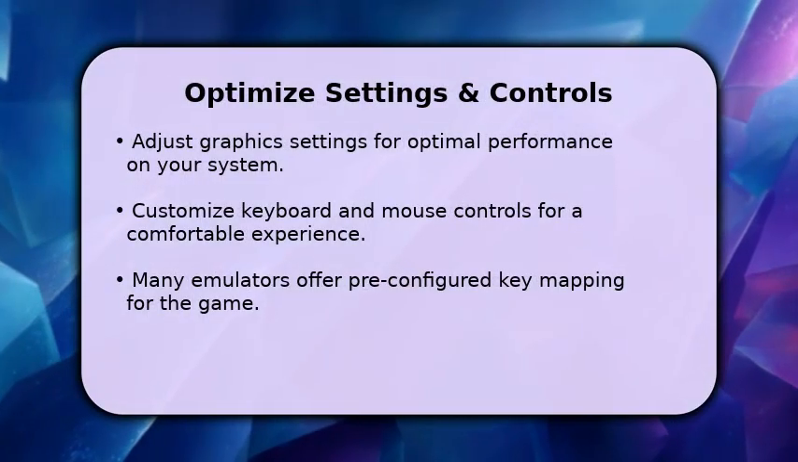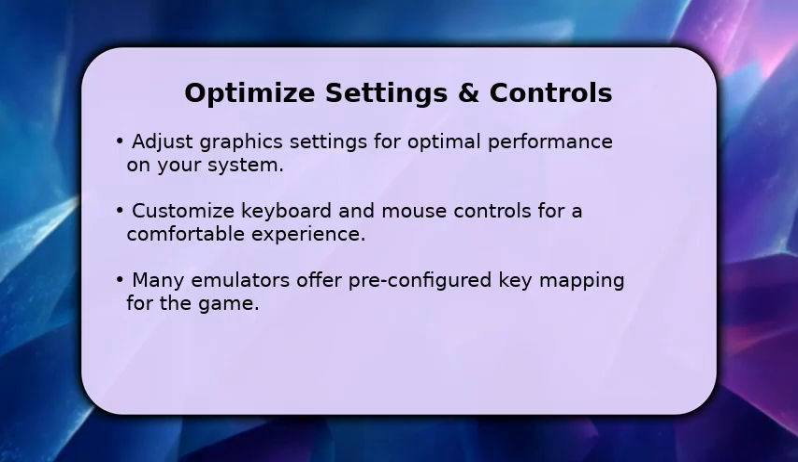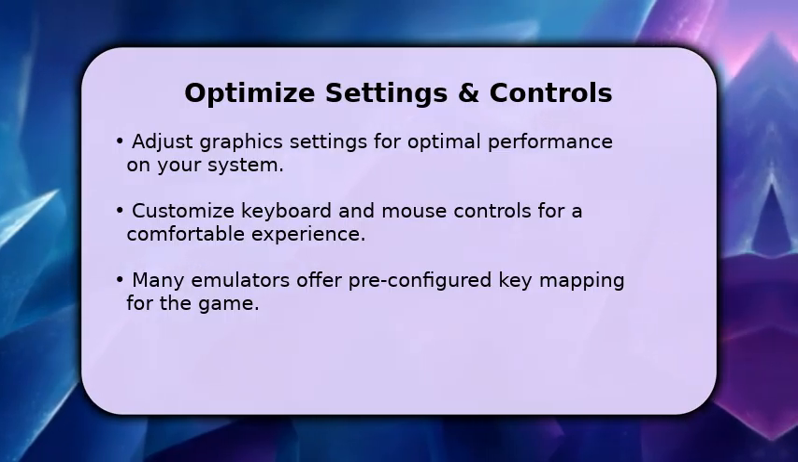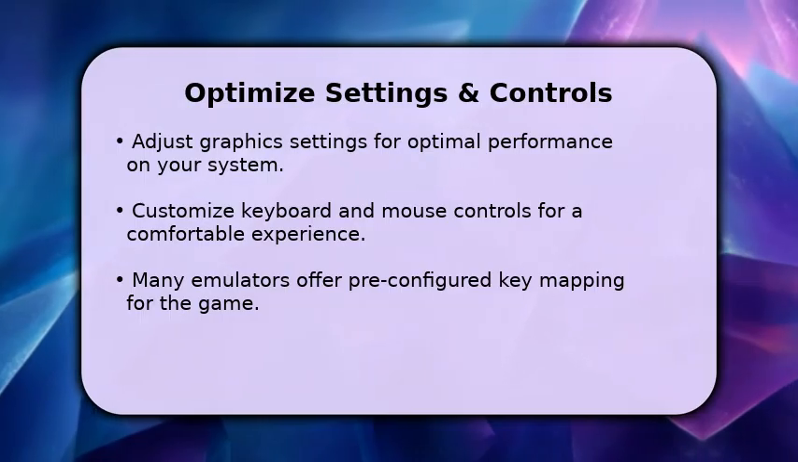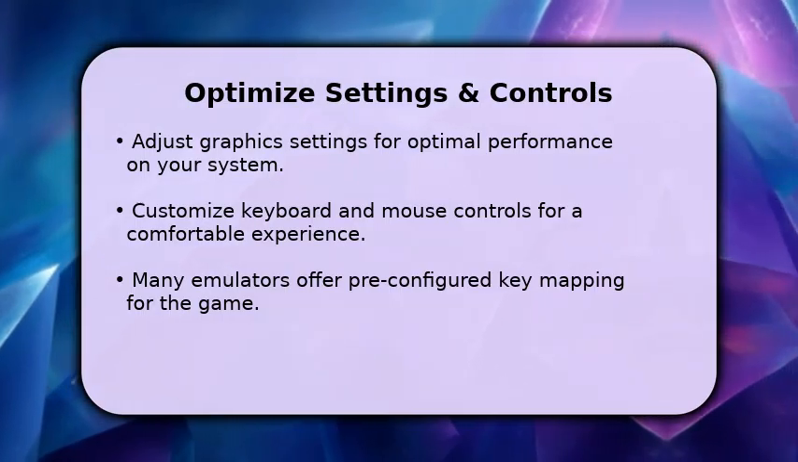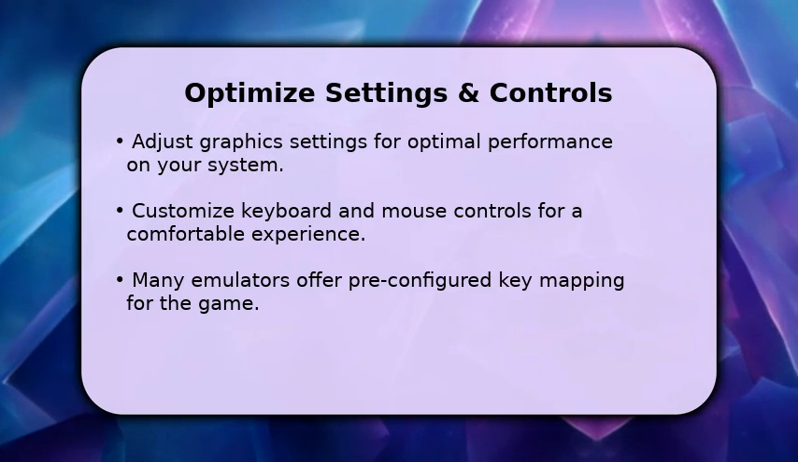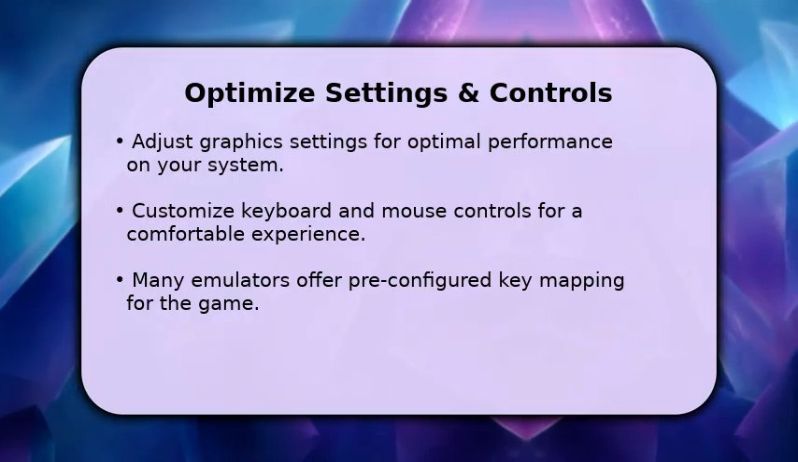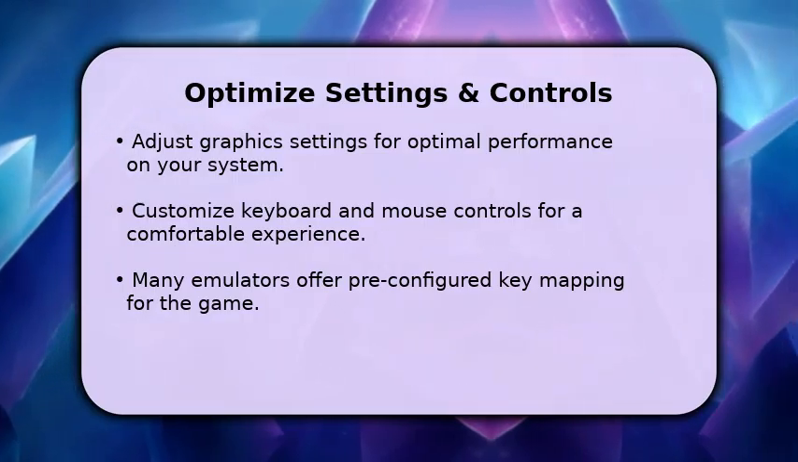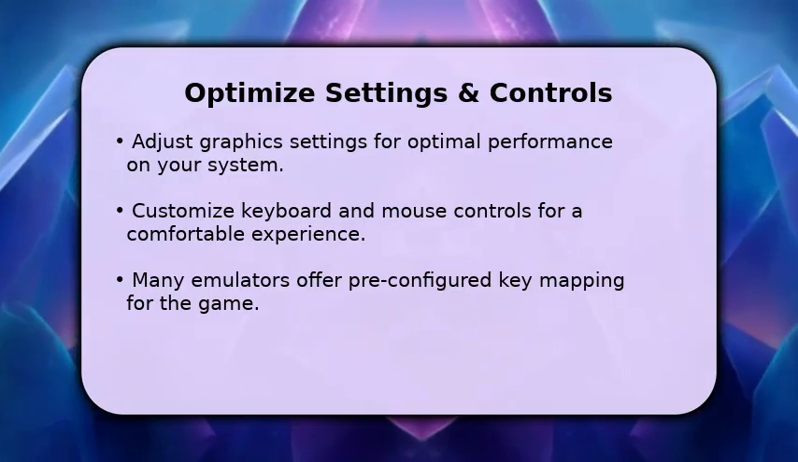To enhance your gameplay, optimize the settings. Access the game's graphics options within the emulator to balance visual quality with smooth performance, perhaps choosing smooth graphics with a high frame rate. Crucially, customize your keyboard and mouse controls to your preference. Most emulators provide intuitive key mapping tools. Many even offer pre-configured control schemes, making it easy to jump right into the action with precise movements and aiming.